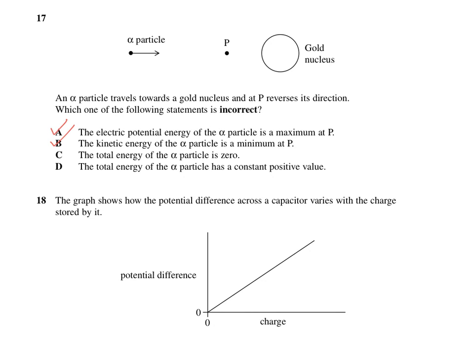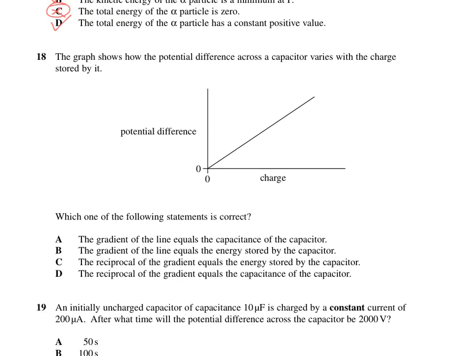Total energy of the alpha particle is 0. Nonsense, because it starts with kinetic energy. So that's not true. The total energy of the alpha particle has a constant positive value. Yes, so it starts off with kinetic energy, and then it's going to be transferred to electric potential energy. They're both positively charged, so the potential energy is going to be positive. So yeah, that's going to be true. So C is the correct answer to that one.